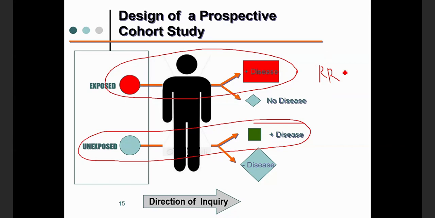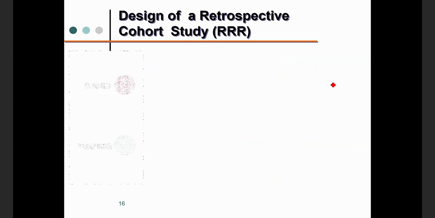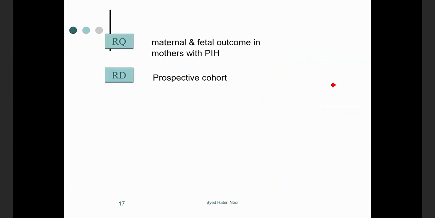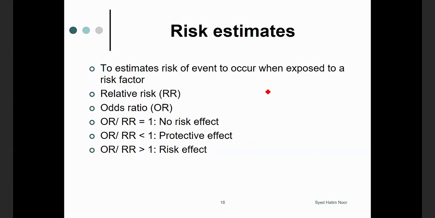So how do we interpret this relative risk? If you got a relative risk of 2, what does it mean? The interpretation is inside your notes; I will explain it after this. Relative risk equal to 1 means no risk. That means you can say there is no risk effect between smoking and heart disease.